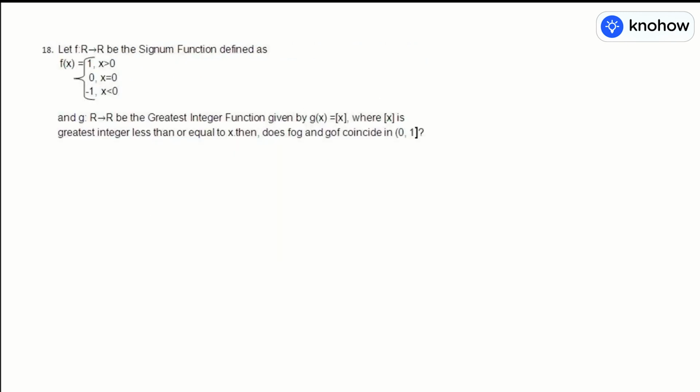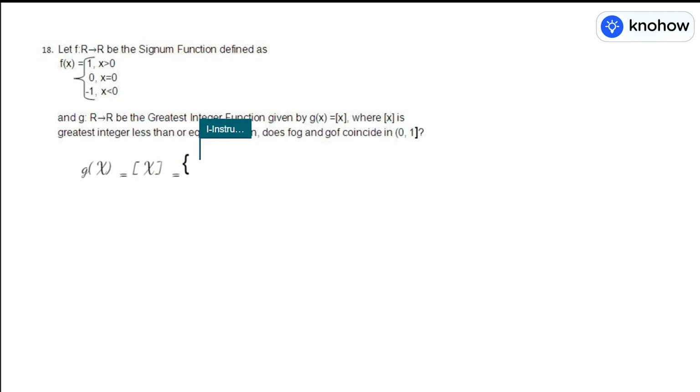Now let f be a function from the set of real numbers to the set of real numbers, a signum function defined as this: f(x) is 1 when x is greater than 0, it is 0 for x equal to 0, and negative 1 when x is less than 0. That is one function f. And the other function g is defined as the greatest integer function g(x). You already know what is the greatest integer function, written in a square bracket like this.